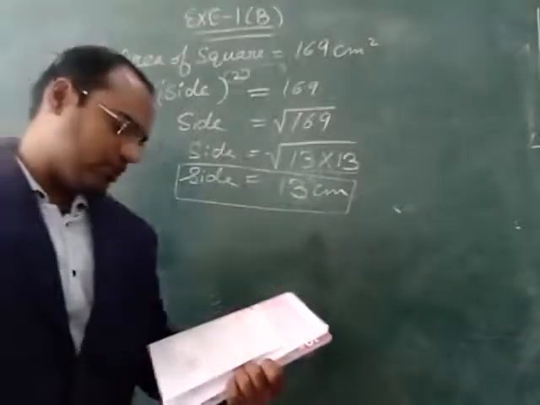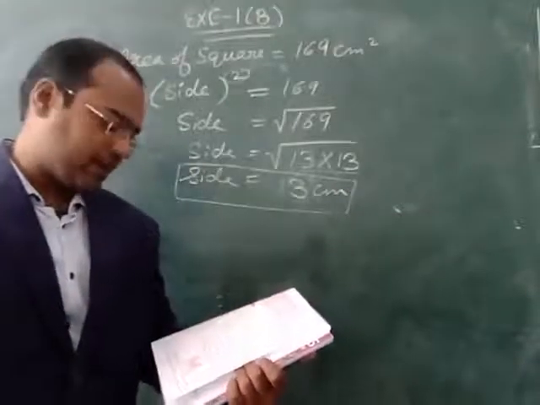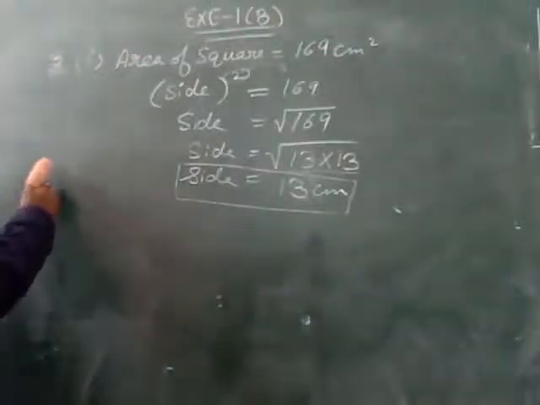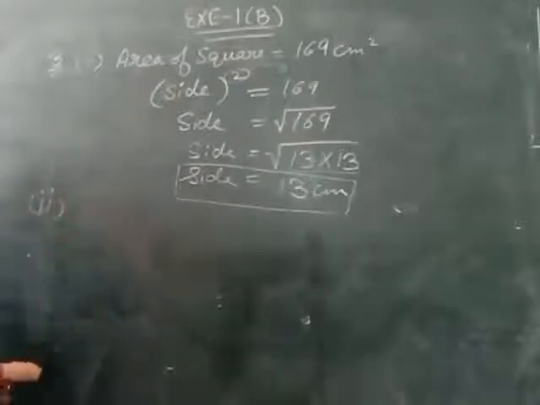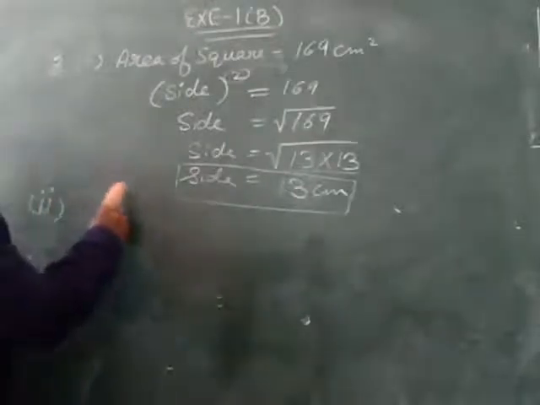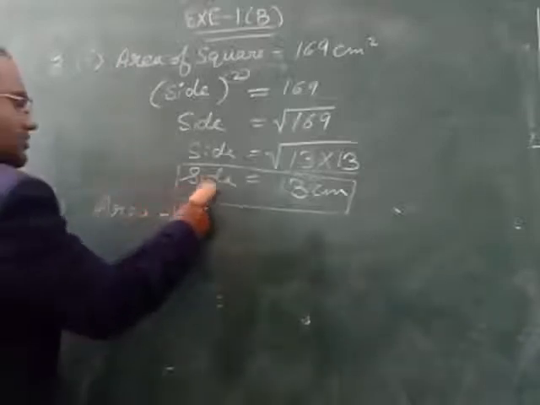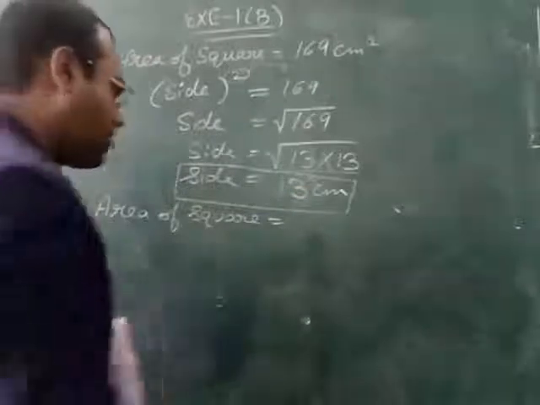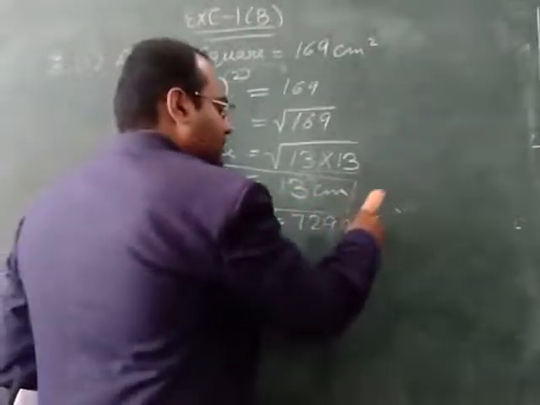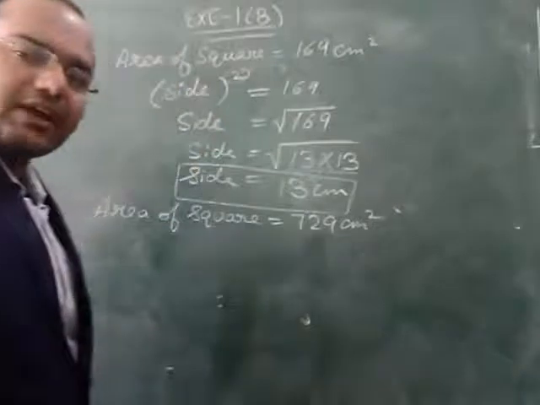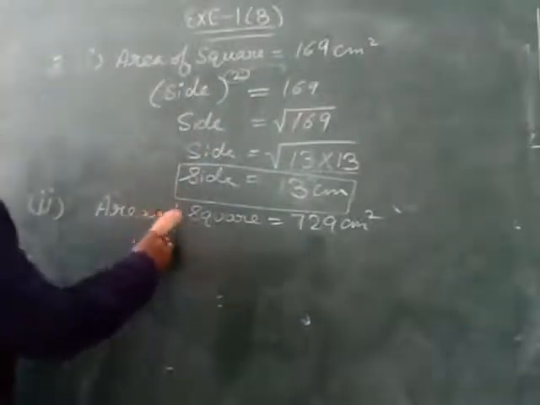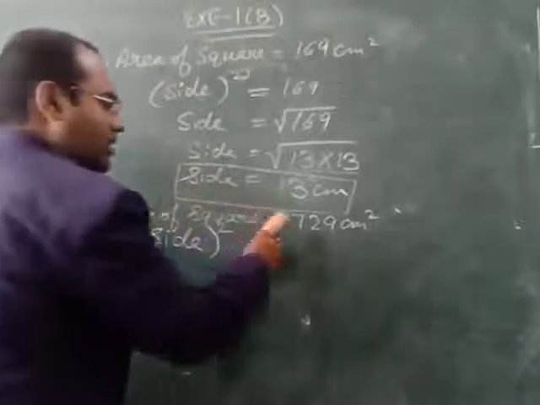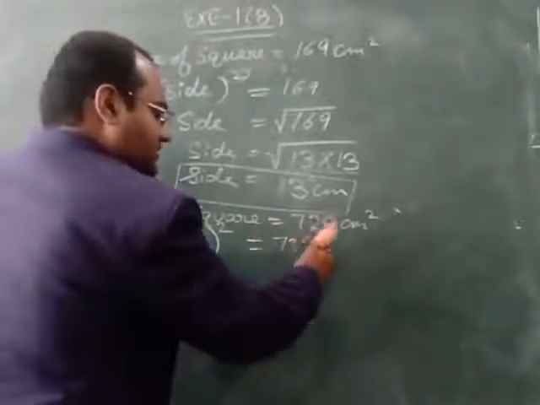Similarly, we will do question number 3, second part also. 729 is given. Question number 3, second part. Area of square is given. Area of square is 729 centimeter square, and we have to find the side of a square. So the area of square formula is side square. Under this we will write the formula equal to 729, this we will write as it is.